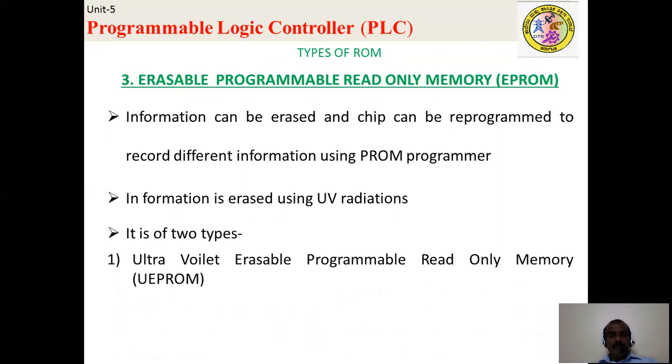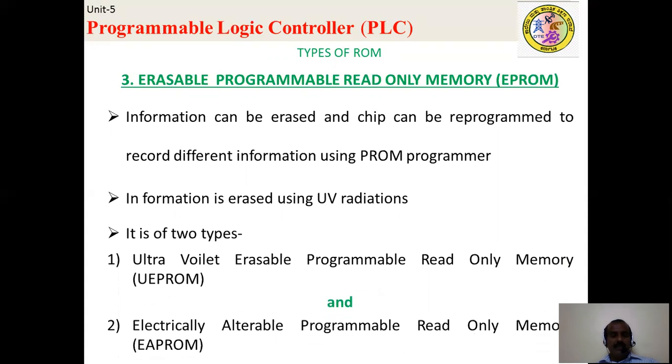It is of two types: ultraviolet erasable programmable read-only memory, UVEPROM, where ultraviolet radiations are used to erase the stored data. And the second one is electrically alterable programmable read-only memory, where we use electric current to alter the stored data, which is abbreviated as EAPROM.